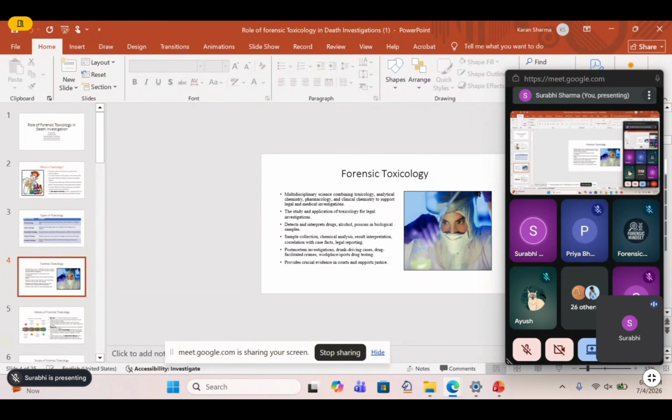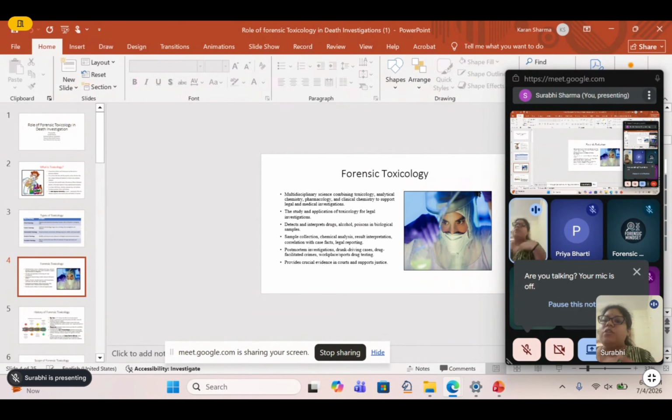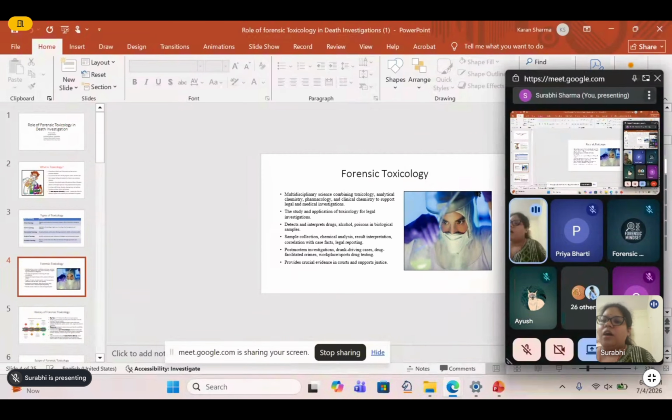I was saying that what all we learn in forensic toxicology is a combination of the study of toxicology. Then we have the study of analytical chemistry. Analytical chemistry means how we are going to analyze those specimens in which we have to find out the toxin or drug. Then we have pharmacology. Pharmacology is basically the study of drugs or medicines in terms of medical language. And clinical chemistry, that is analysis, telling what kind of poison that is, what kind of poisonous death it must be, that is clinical chemistry to support legal and medical investigation.